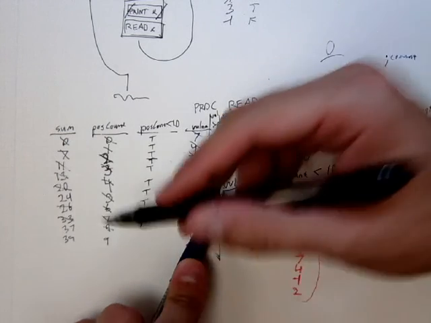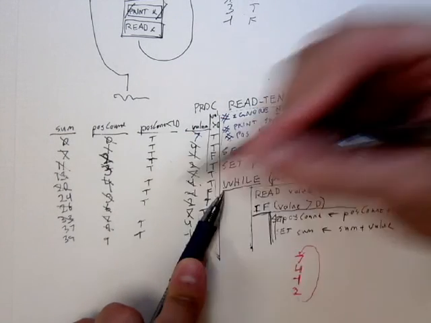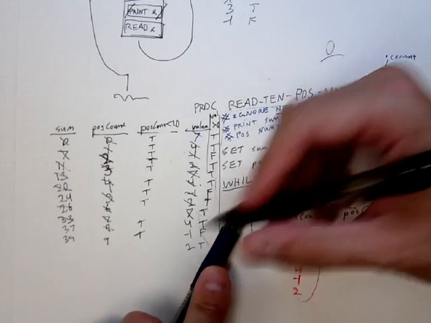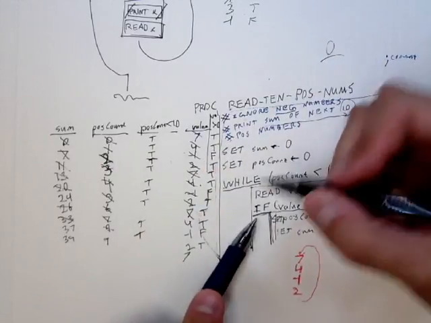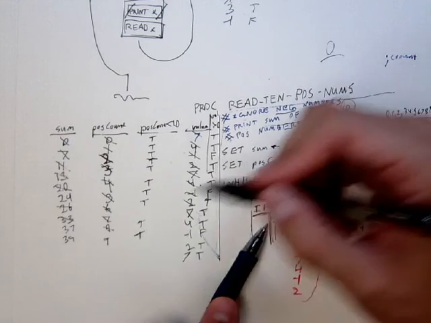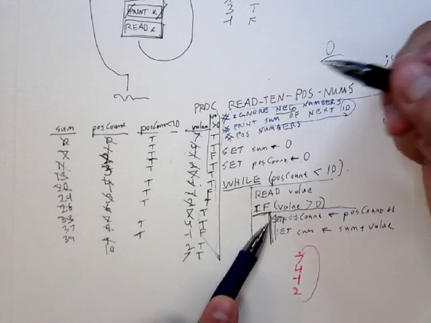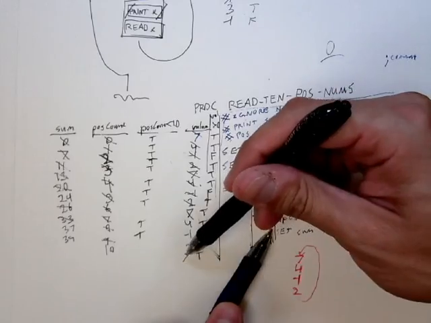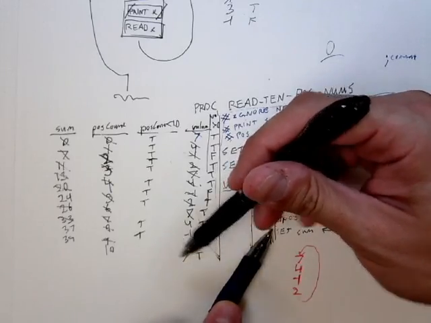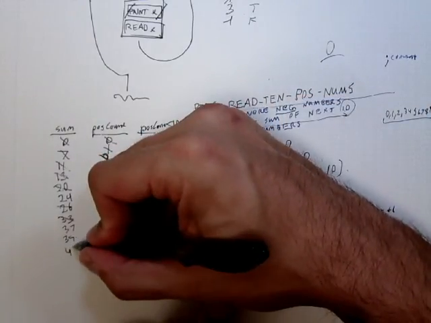Is 9 less than 10? That's true. We read a value. The next value we read is going to be a 7. Is 7 greater than 0? That's true. We set pos count equal to pos count plus 1. We set sum equal to sum plus value. Value is a 7, so this becomes a 46.